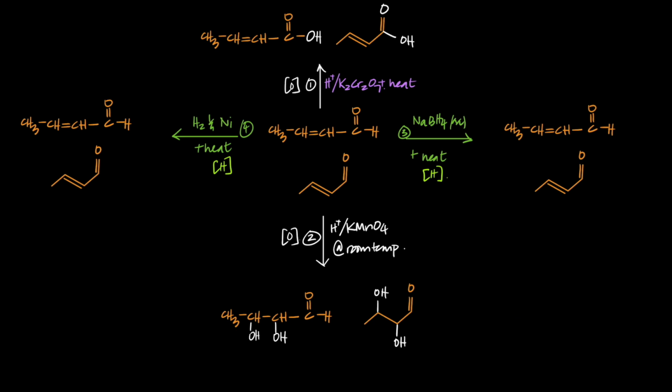Now, reactions 3 and 4 are reductions. Now NaBH4 reduces only aldehydes and ketones, RCOR'. So what will happen to the aldehyde? The aldehyde will break the carbon-oxygen double bond. One H will go there, so it will become a primary alcohol. H will go there, and to make some more space, I'll move this down. And a second H will come here.